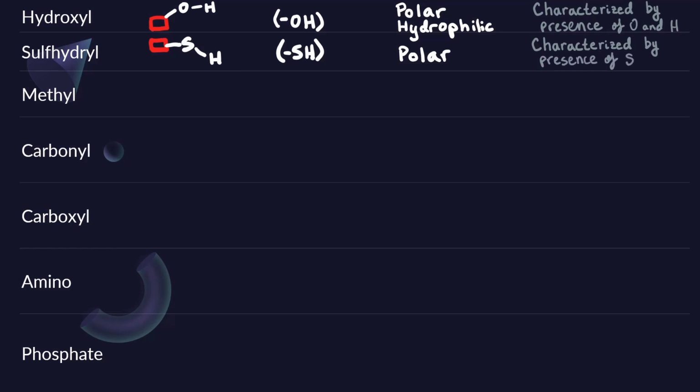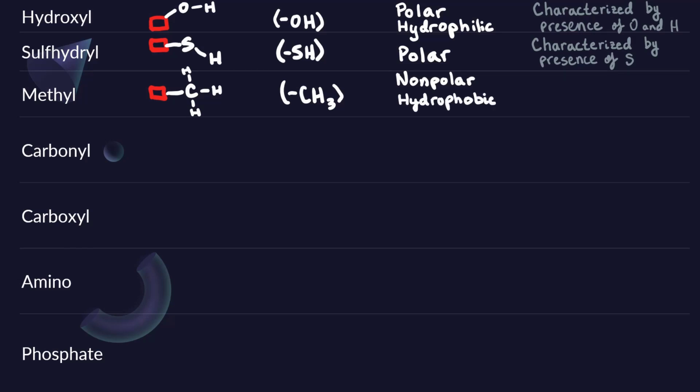Next we have our methyl group, classic. Methyls are a carbon with 3 hydrogens, so CH3. These guys are non-polar functional groups. So thinking about hydrophobicity, are we dealing with something that's hydrophilic or hydrophobic? Right, hydrophobic. If it's non-polar and water is polar, that means it will not be attracted to water, right?